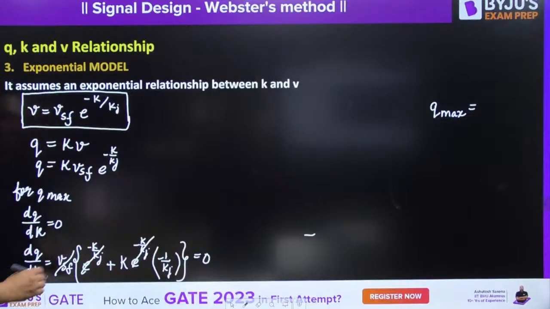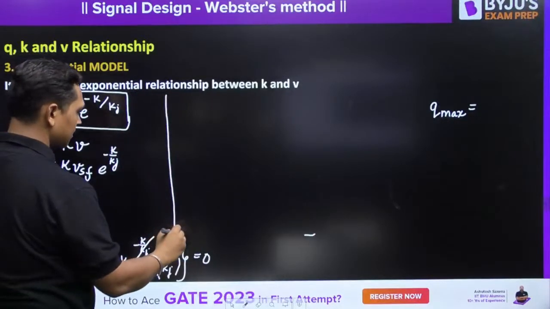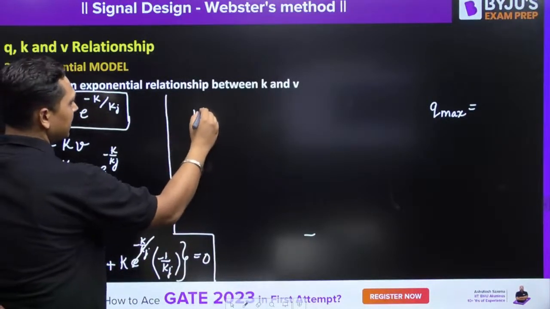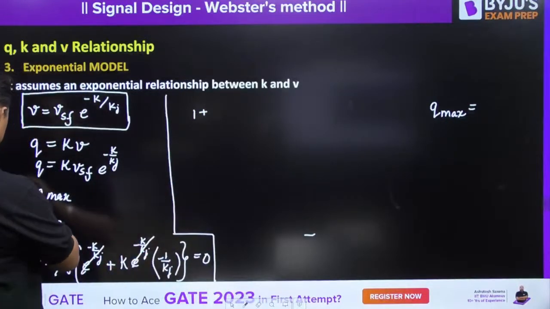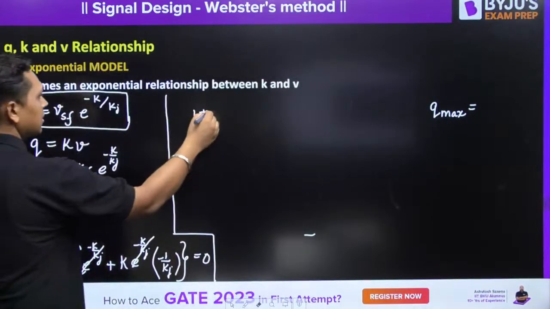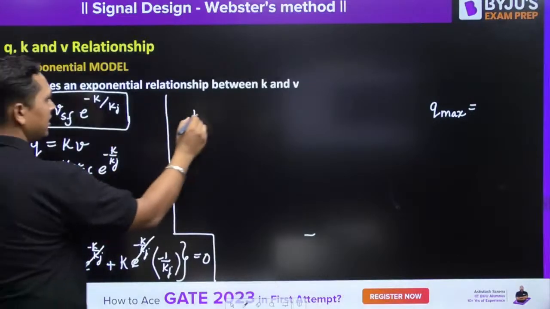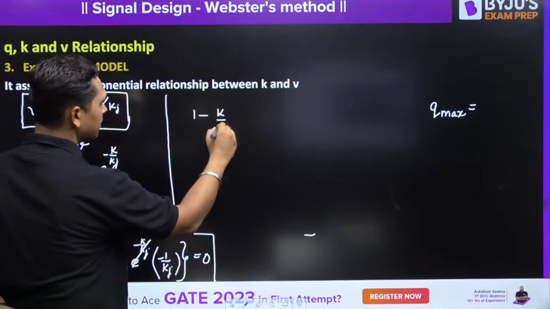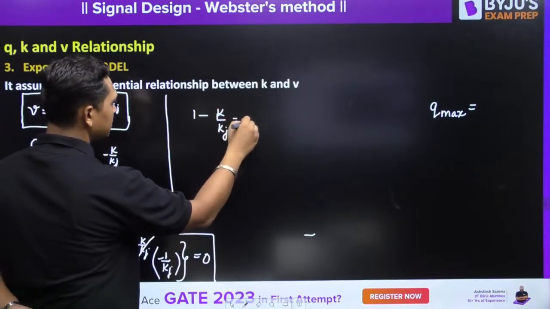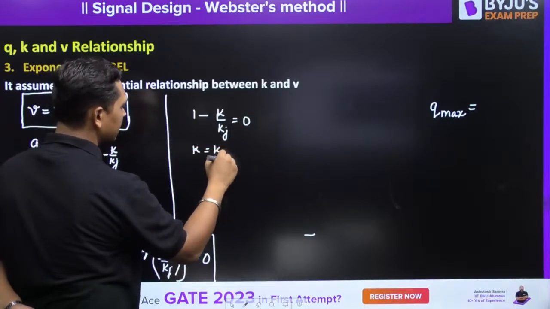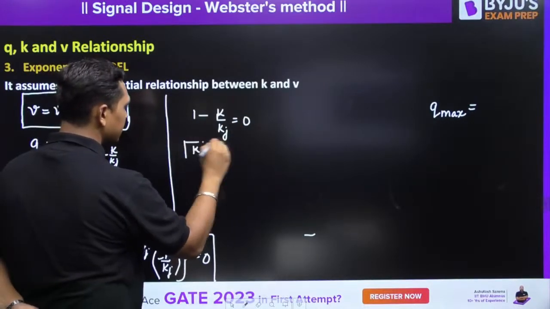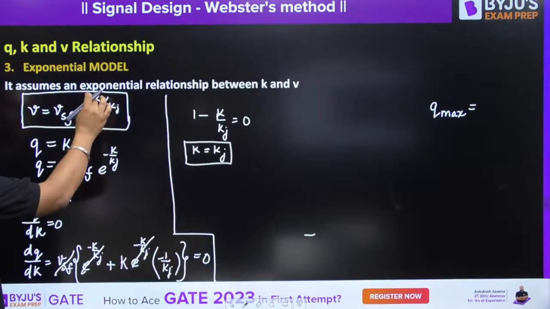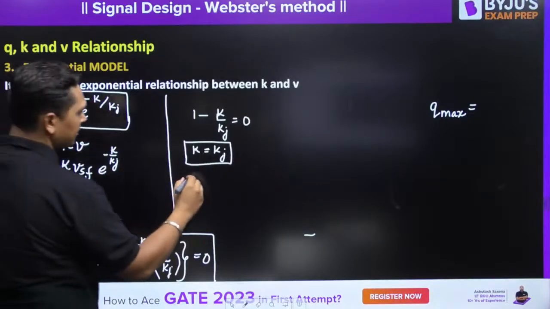What are we going to be left with? 1 minus K upon Kj equal to 0. So K will become equal to Kj. K is equal to Kj. Now substitute this value over here. Now K is equal to Kj, e to the power of minus 1, V will be equal to Vsf by e.